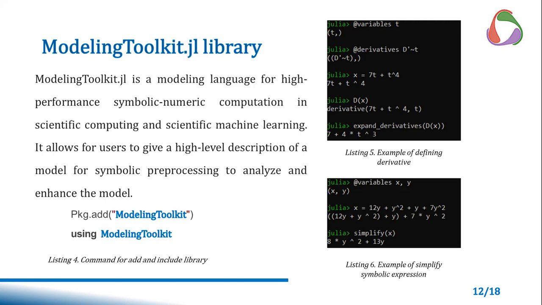Since this package is created for symbolic computations, the first step is defining the symbolic variables. It can be done with the help of the variables macro. After identifying symbolic variables, we can create a symbolic expression. It looks like x equals 7 multiplied by t plus t to the power of 4. In Julia, it's called an operation. It's a standard procedure.